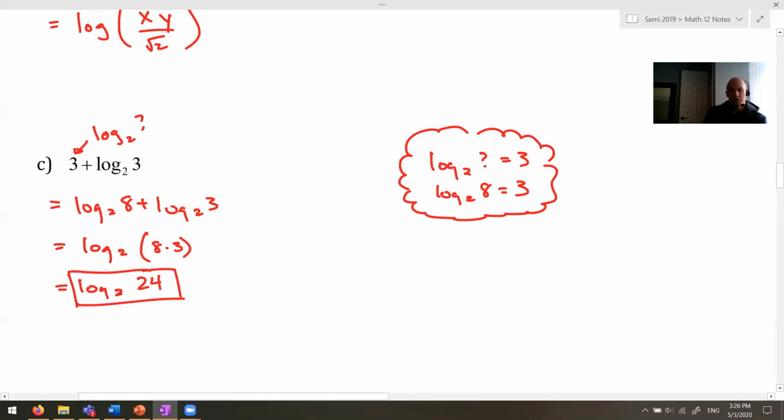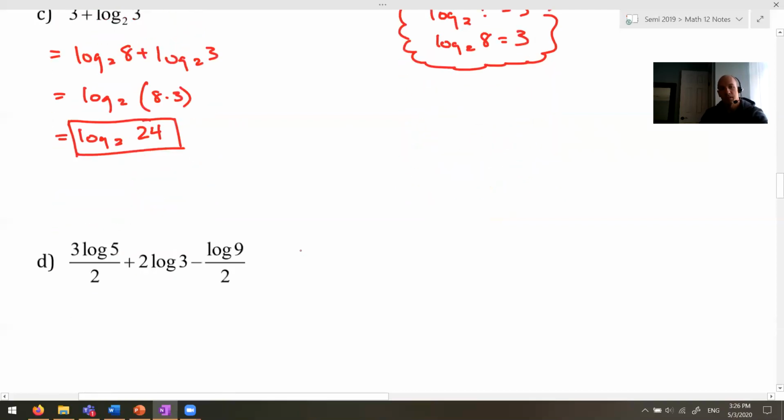Don't forget to include the base. If it's not base 10, you have to write that little number down. It's very common for people to forget that.